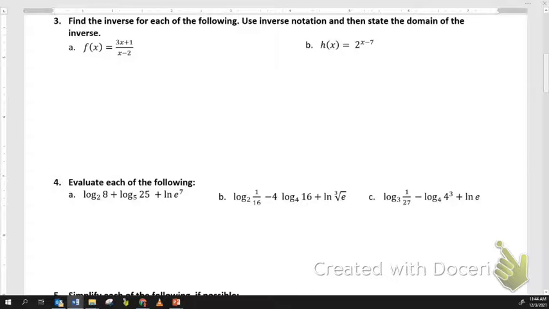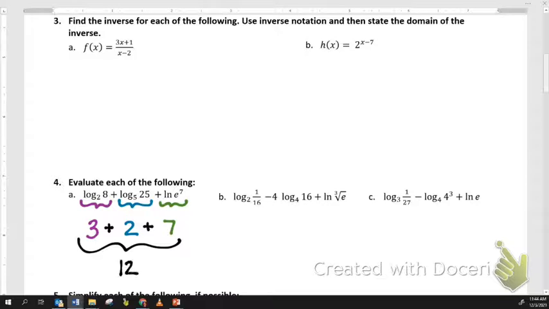4A. Evaluate the following. Log base 2 of 8. 2 to what power gives you 8? 3. So this whole thing would simplify to be 3. So 3 plus, close, 2, because it's 5 squared, right? Plus what? 7. So this is 12, right?